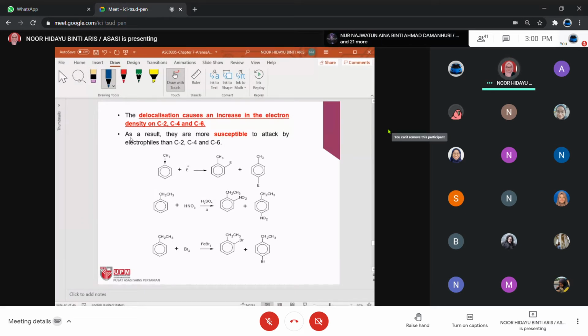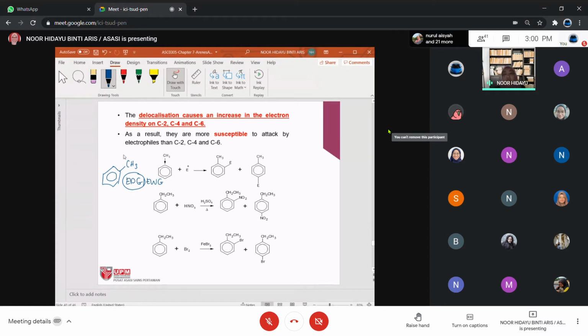The first one with alkyl, okay, which is methyl. Okay, the first reaction occur. So methyl pun substitute kat sini. Okay, kalau originalnya this benzene ada dia punya ketua, contoh CH3. Then you need to identify whether this CH3 is EDG or EWG. Okay, kalau dia adalah EDG, maksudnya dia adalah electron donating group.